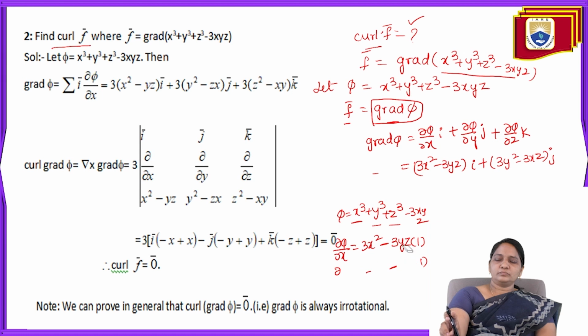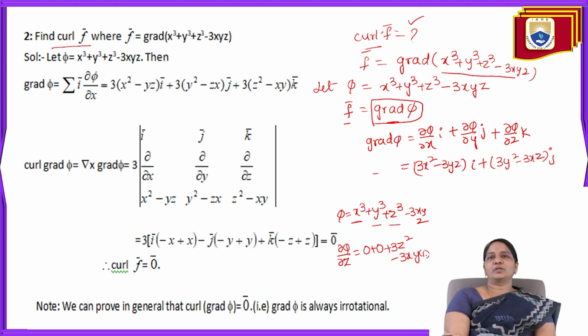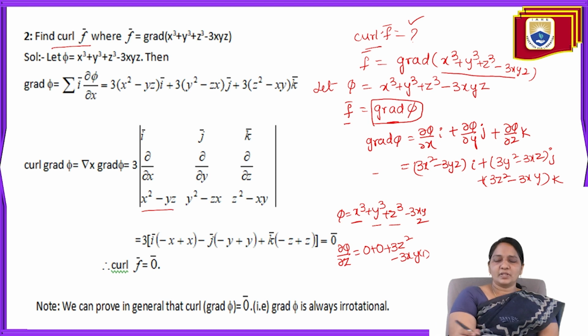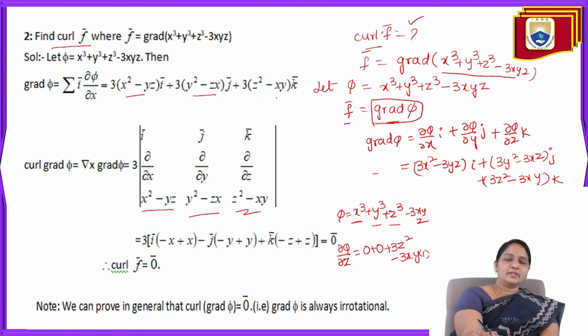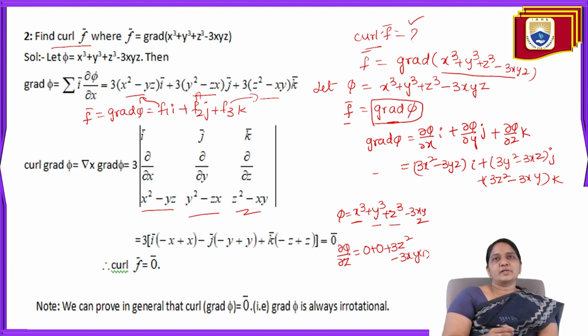Now I am going to calculate ∂pi/∂z. So here x cube is 0, y cube is 0, z cube is 3z square minus 3xy, z is 1. So this value is 3z square minus 3xy into k. Now, taking 3 outside: x square minus yz, next y square minus zx and z square minus xy. So now, after calculating this value, for the given F equal to grad pi, that means f1 i plus f2 j plus f3 k. So f1 is x square minus yz, f2 is y square minus zx, f3 is z square minus xy.